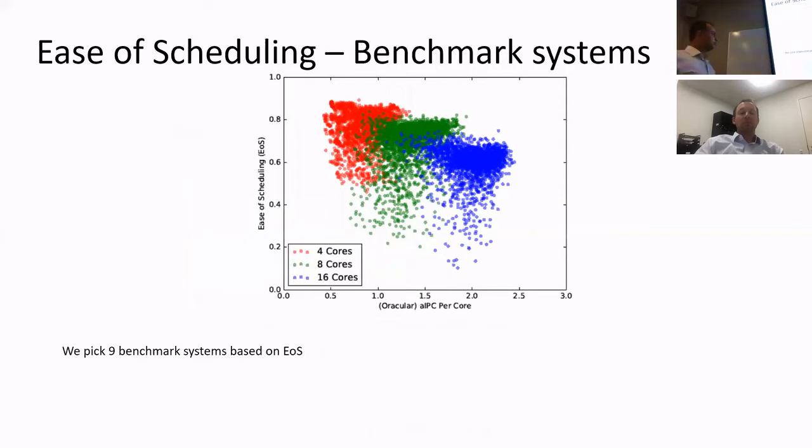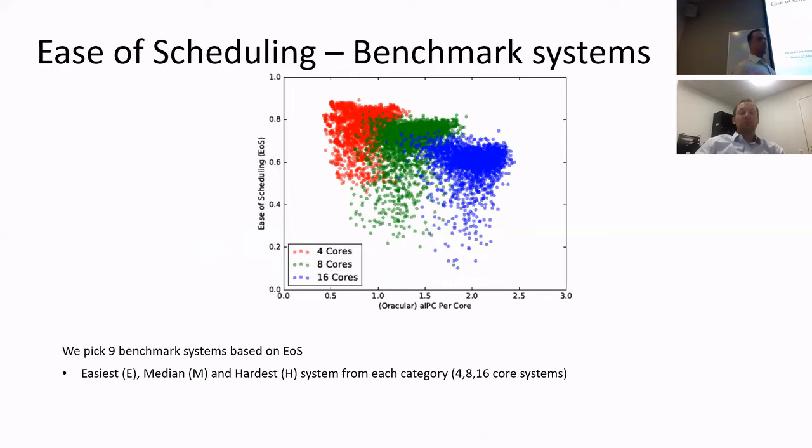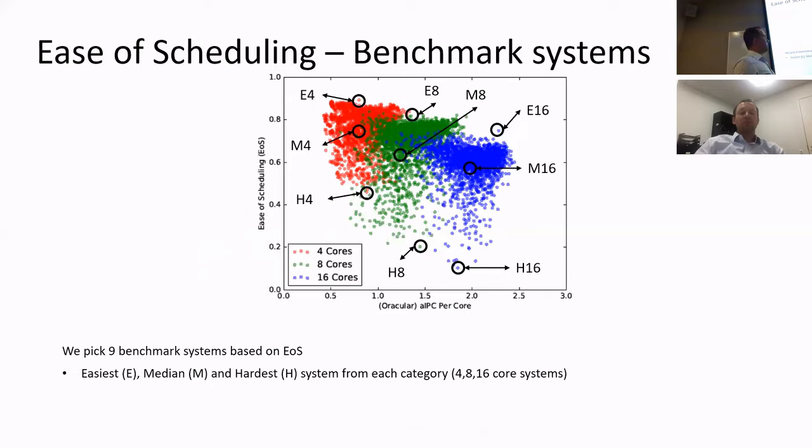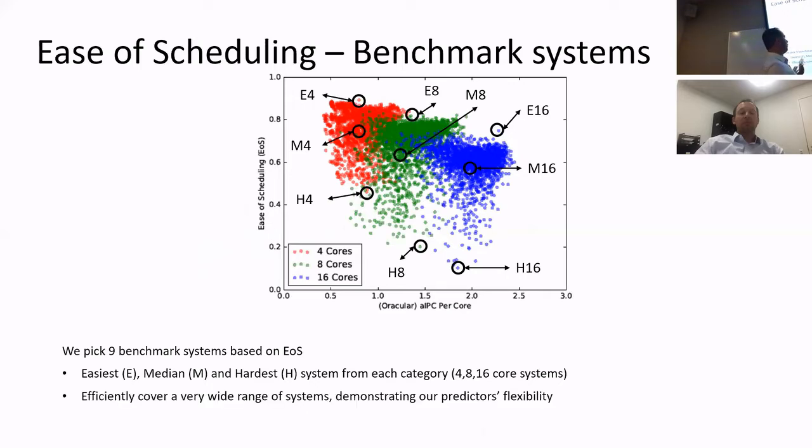With these results, we pick 9 benchmark systems for this work. And the way we do it is, we pick the easiest, highest dot, the hardest, lowest dot, and median from each N. So this would be 3 examples. And these are all 9 of our systems. In doing that, we ensure that we cover efficiently a very wide range of underlying hardware, which would allow us to demonstrate the flexibility of our predictors.